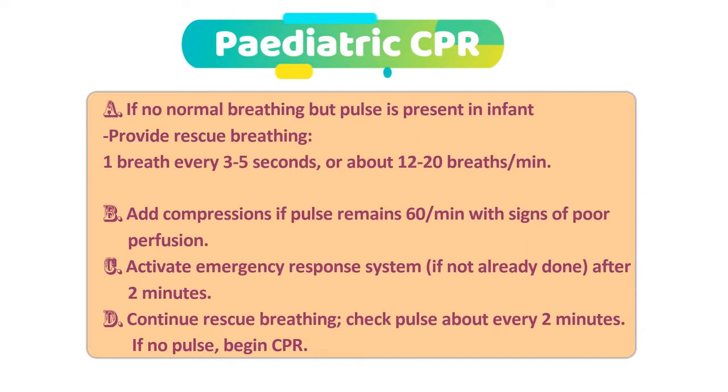If no normal breathing but pulse is present in infant, provide rescue breathing, that is, 1 breath every 3 to 5 seconds, or about 12 to 20 breaths per minute. Add compressions if pulse remains below 60 per minute with signs of poor perfusion. Activate emergency response system after 2 minutes. Continue rescue breathing. Check pulse every 2 minutes. If no pulse, begin CPR.